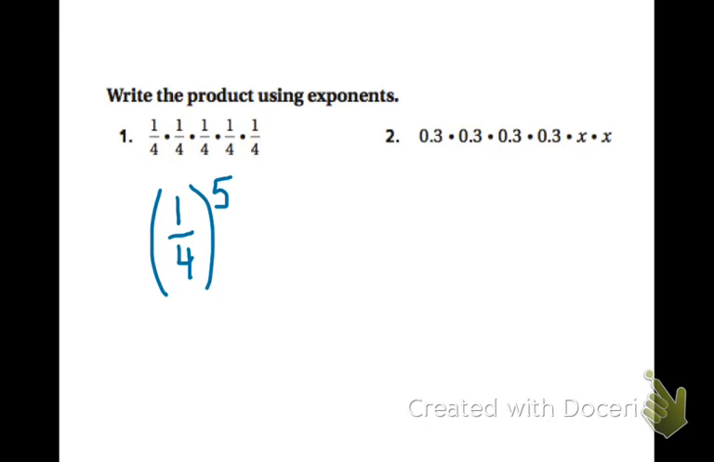So again, use parentheses to show that the decimal 0.3 is a repeated factor 4 times, and x is repeated 2 times. There is no need to put the multiplication dot between those two.